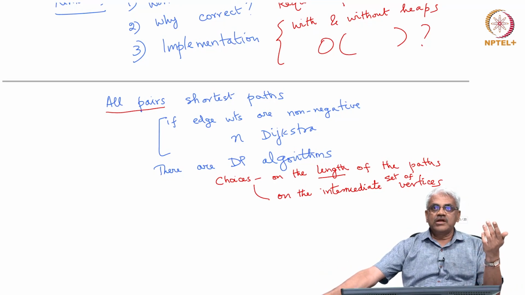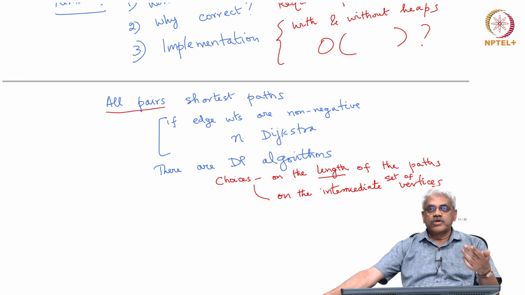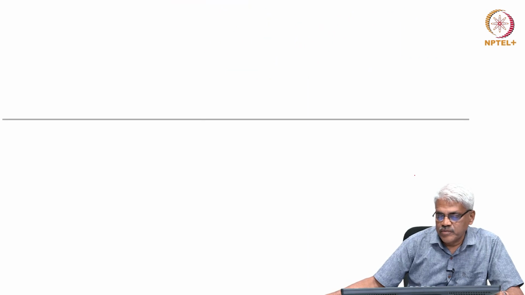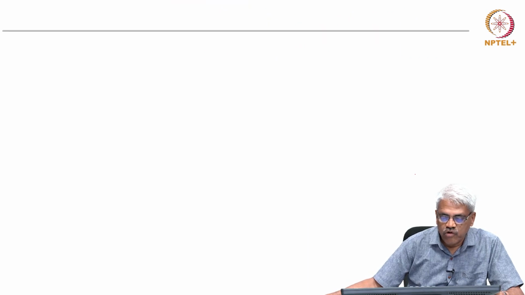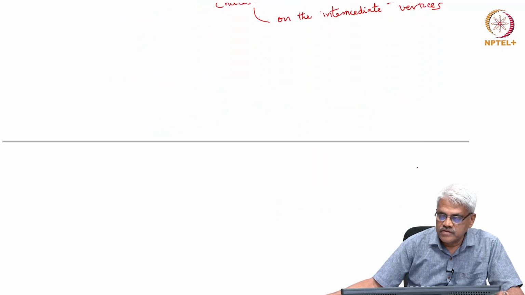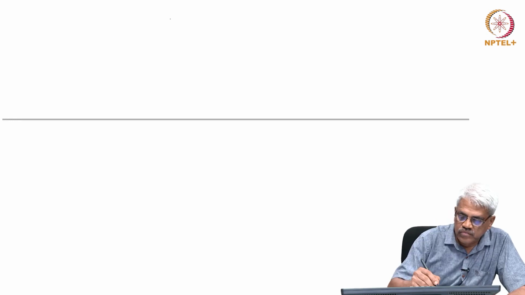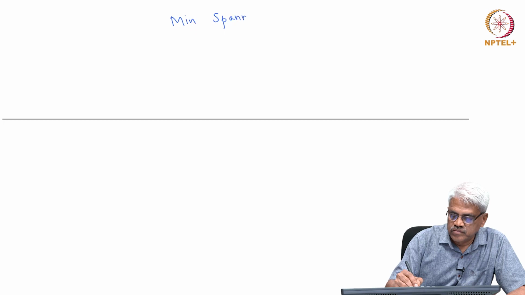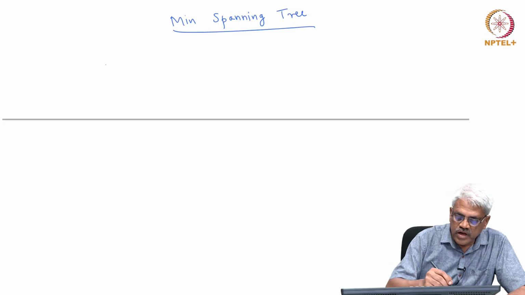Okay, so this is one class of problems we are interested in on weighted graphs, which is basically shortest paths, single source, all pairs. The other problem, again I'm going to give a very brief overview of, is the minimum spanning tree problem. So here again you are given an undirected graph with weights on the edges.